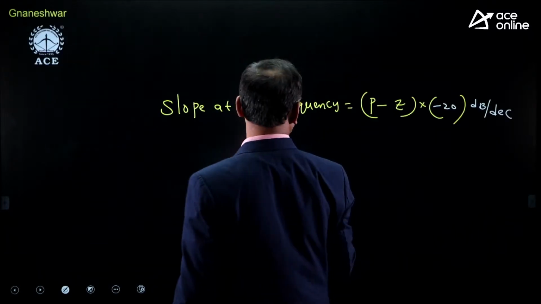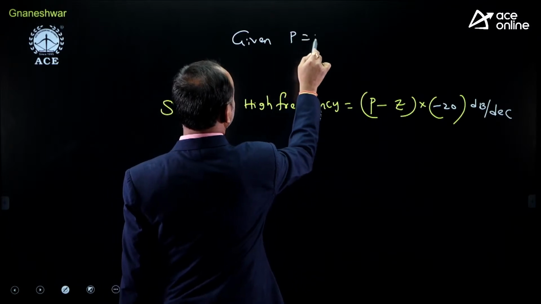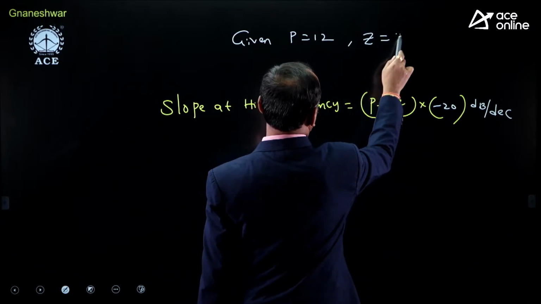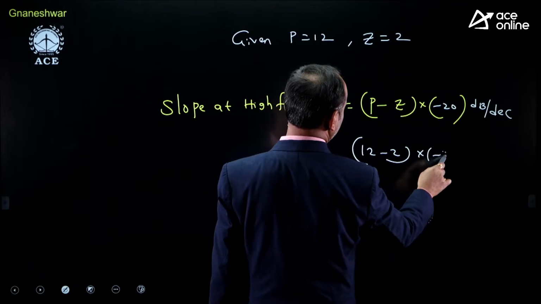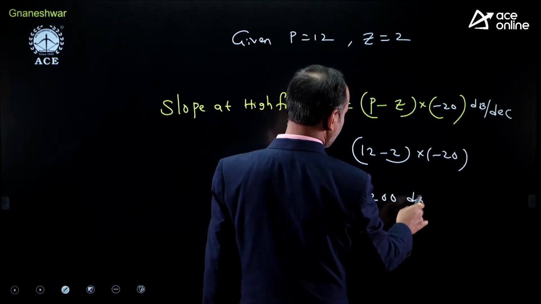Here, the number of poles is given as 12, and the number of zeros is given as 2. So, substitute: 12 minus 2, the product of minus 20. So 10 into minus 20 is minus 200 dB per decade.